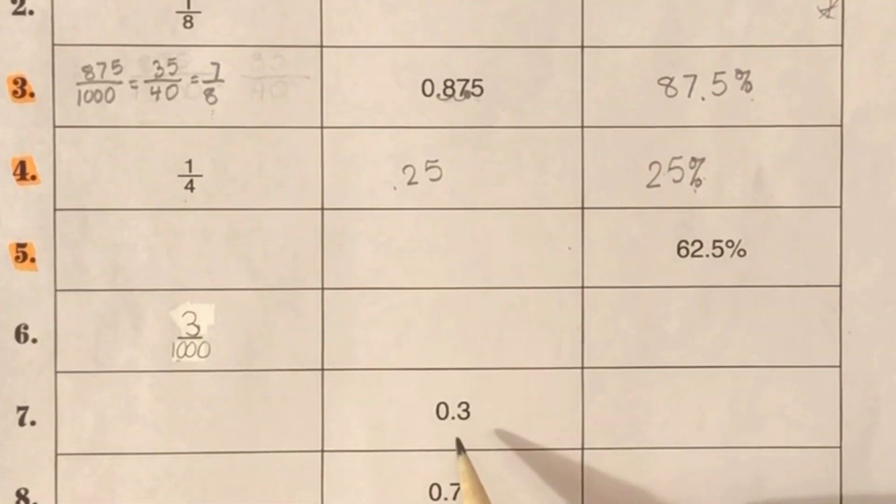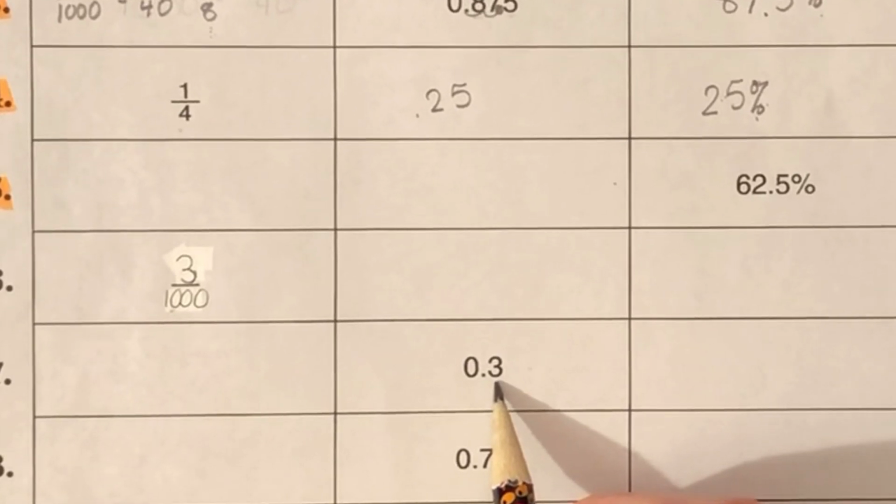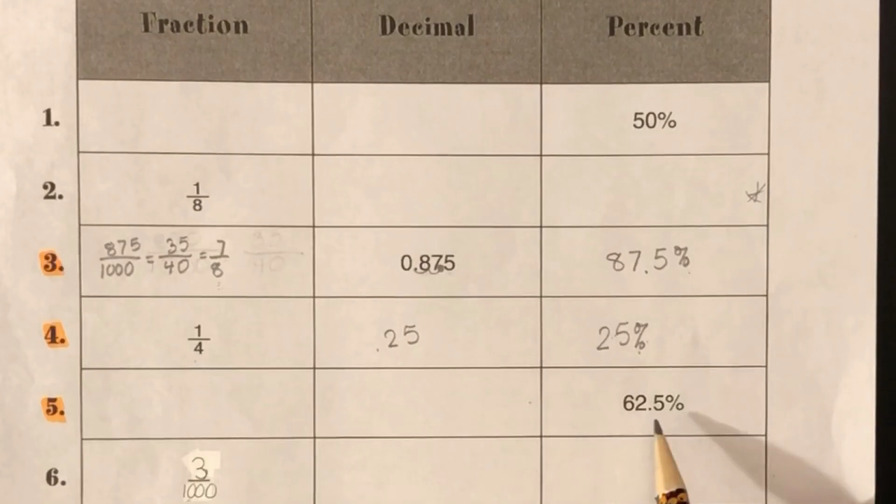Be careful on number 7. This is not going to be 3%. Let me just tell you that.